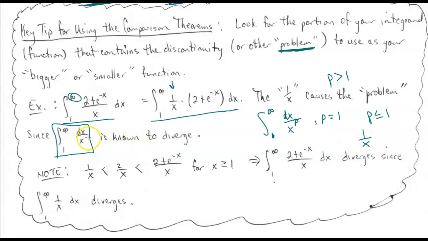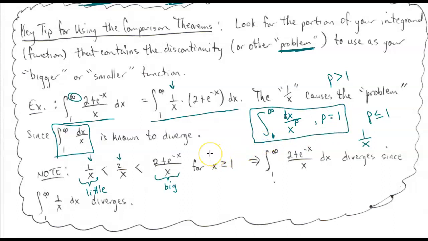Okay, so in looking at what we have here, we notice that 1 over x is less than 2 over x, which will end up being less than 2 plus e raised to the negative x over x. Okay, so in this case, notice that the function that was given to us is our big function, and the one that we extracted out that is causing the quote-unquote problem is the little function. And so note that since the little function diverges, that means that the big function is going to follow suit according to the direct comparison theorem.